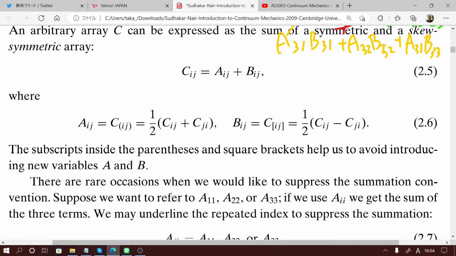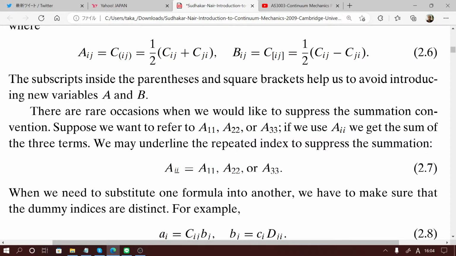There are rare occasions when we would like to suppress the summation convention. Suppose we want to refer to A11, A22, or A33. If we use Aii, we get the sum of the three terms. We may underline the repeated index to suppress the summation. So if you write Aii underlined, it means A11, A22, or A33, not the sum.